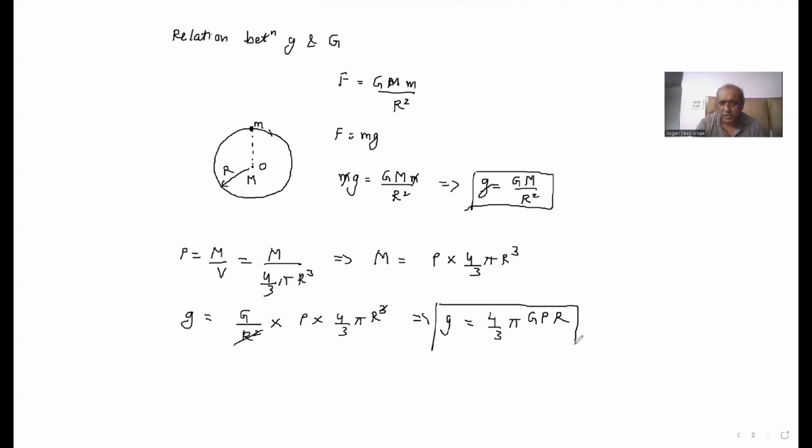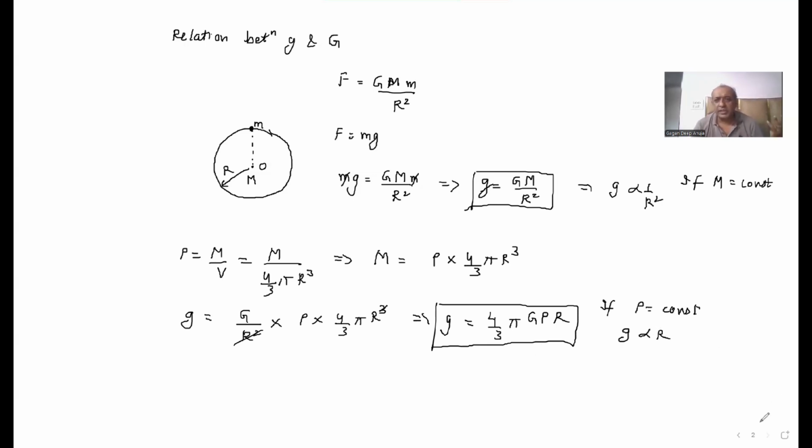This is one more relation. According to the relation small g is equal to GM by r square, I can say that if mass remains constant, then g is inversely proportional to r square, if capital M is constant. But it is not always true, because according to this relation, if density remains constant, that is, if rho is constant, then acceleration due to gravity g will be directly proportional to the radius of Earth.